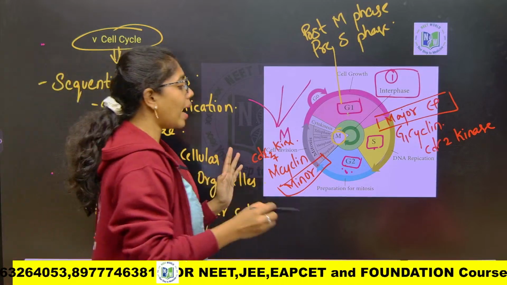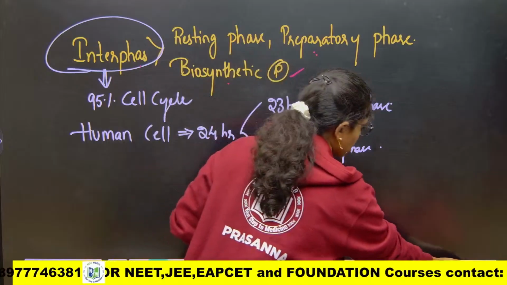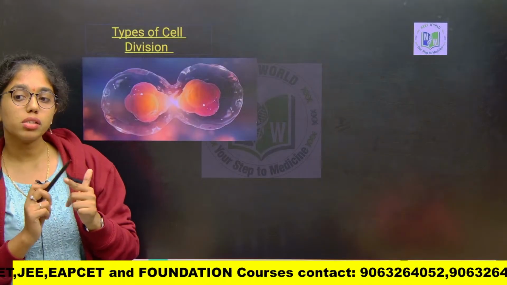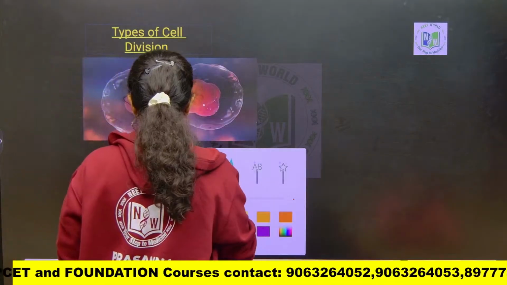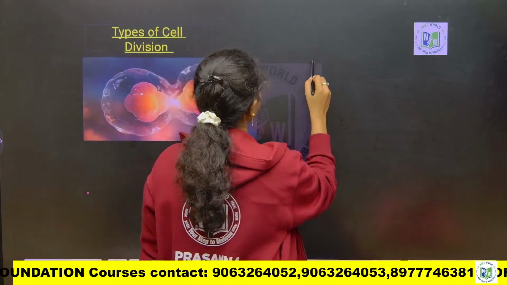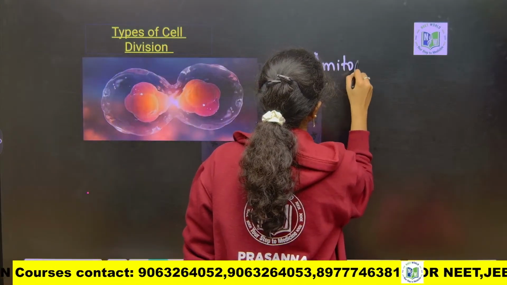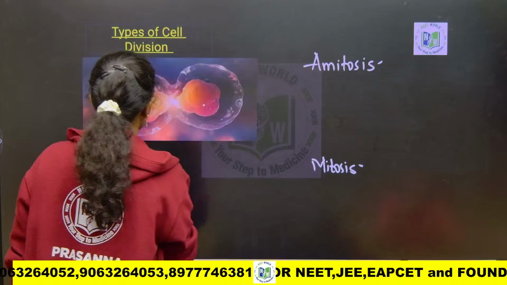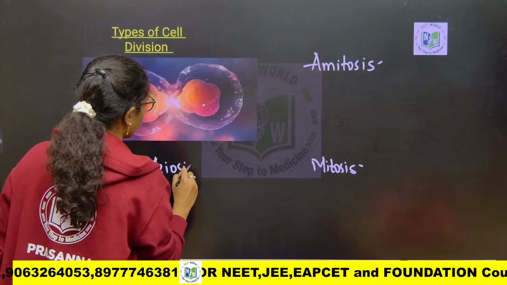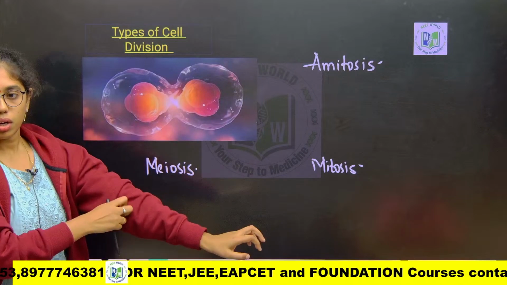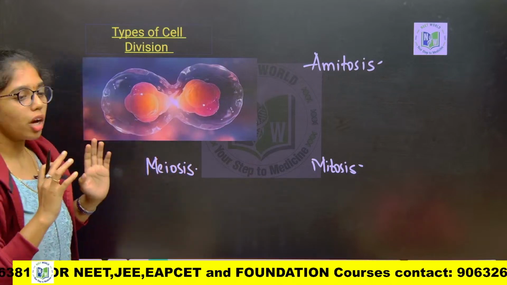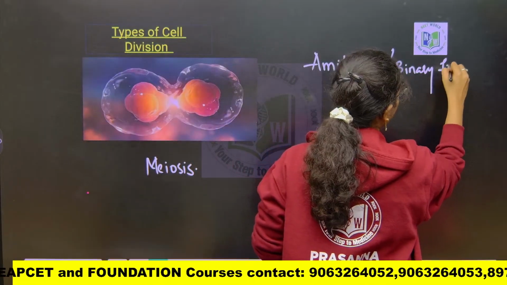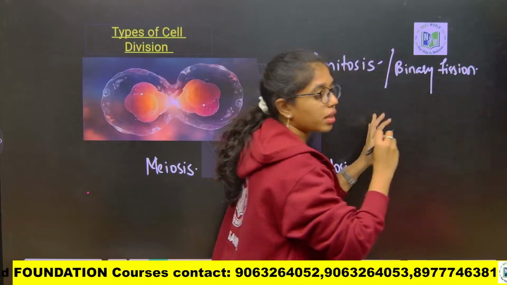Fine, no? So, in cell division, I have taught you amitosis, mitosis and meiosis. Do you have any idea about amitosis? After this, two daughter cells will be formed. Amitosis is nothing but binary fission beta. Binary fission. Tell me in few unicellular organisms where this occurs.